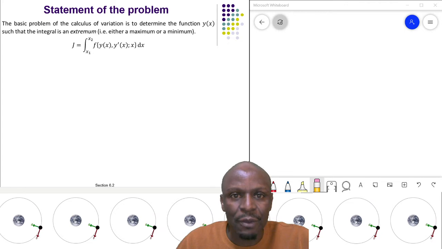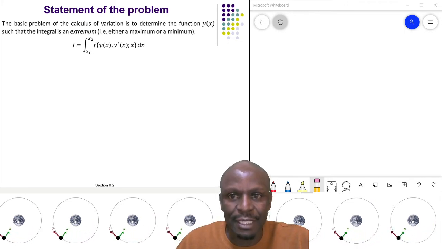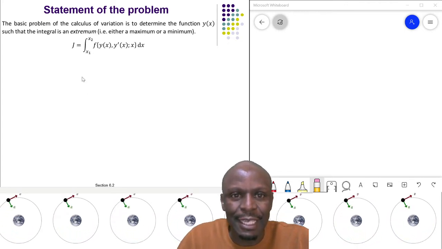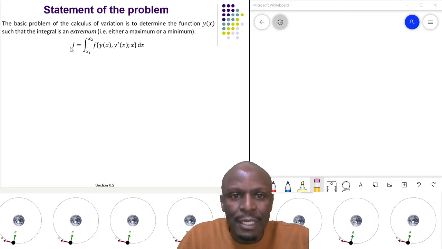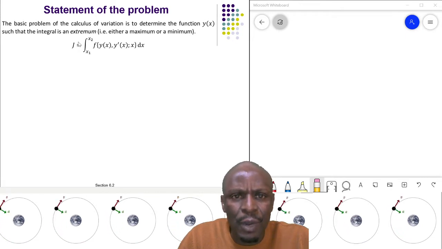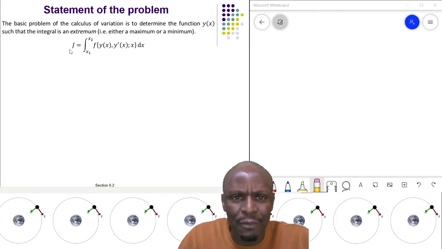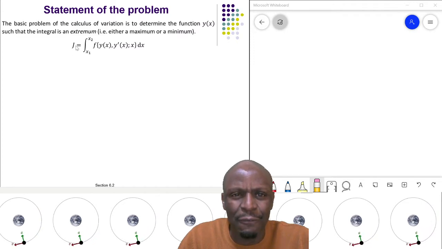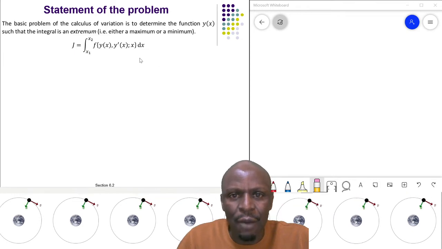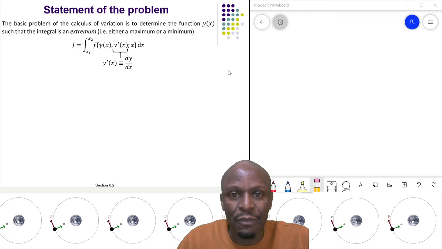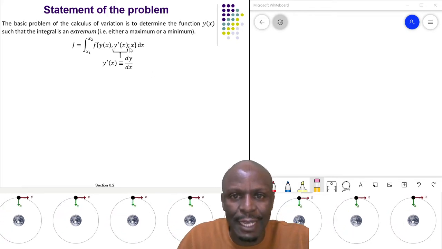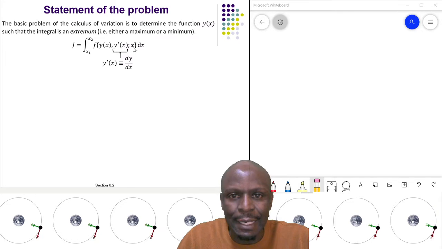Now, the problem statement of the calculus of variation is to determine the function y of x such that this integral here is extremum. Now, this quantity here is what we call a generalization of the function, or mathematicians call it a functional. By functional, I mean functions of functions. Here y prime is nothing else but the first derivative of y with respect to x, and the semicolon is used to separate the independent variable from the dependent variables.